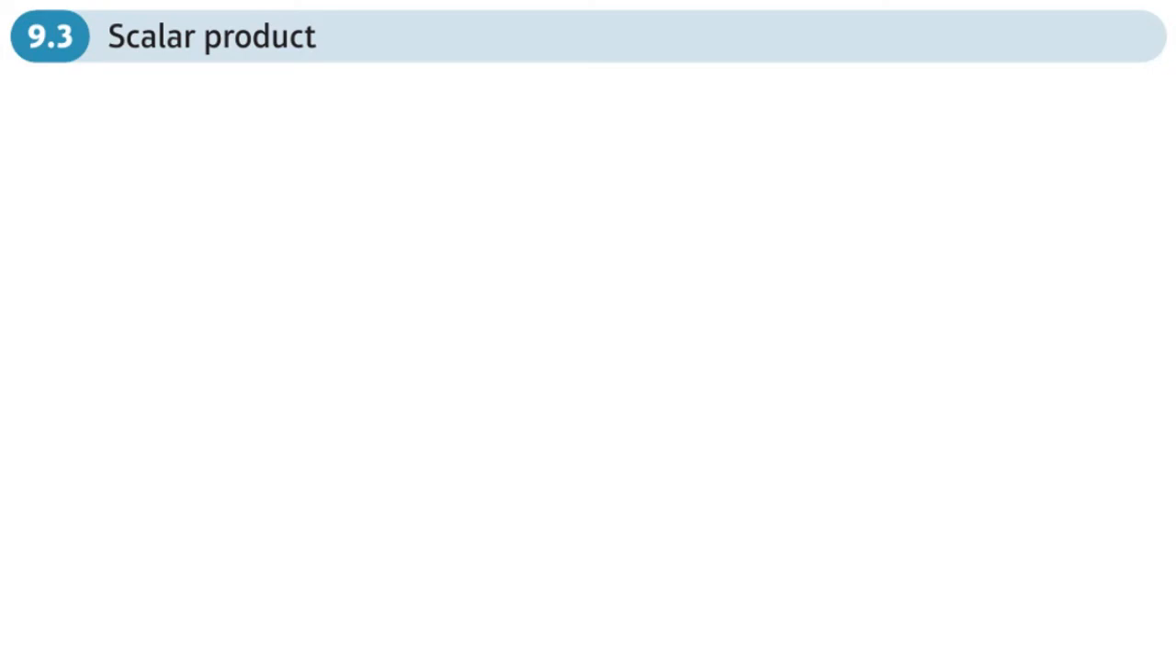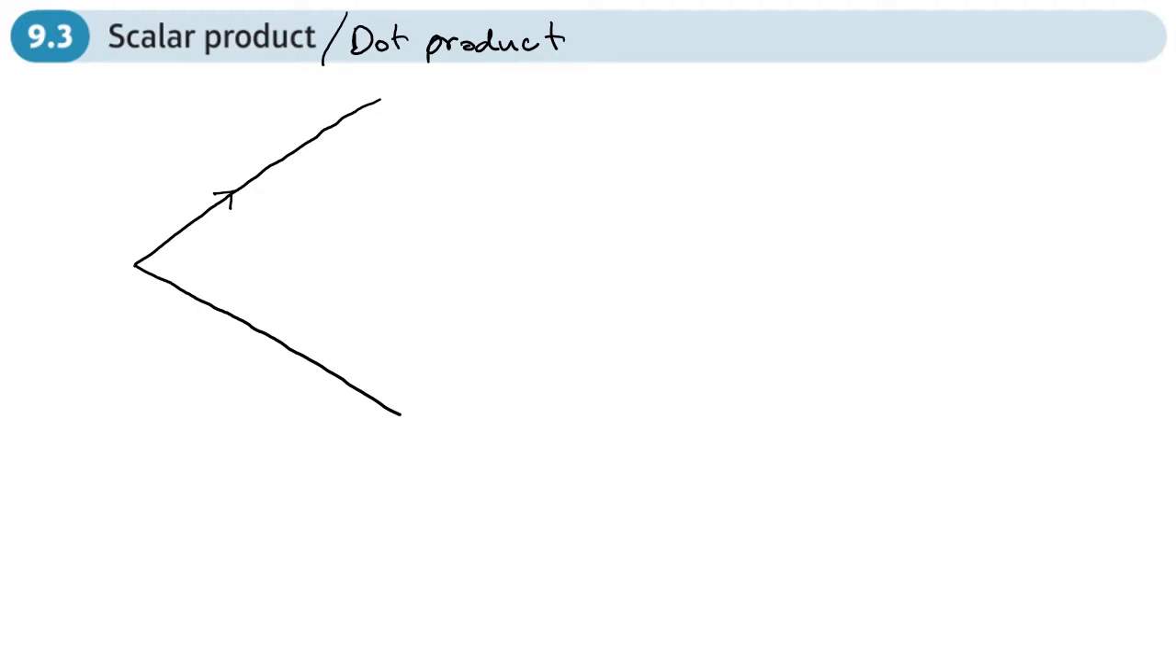This is the third section of the vectors chapter, and this is on something called the scalar product. Now you may also see this referred to as the dot product. So it's basically the same thing. So it could be called the scalar product or the dot product. And what this allows us to do is to find the angle or the cosine of the angle between two vectors.